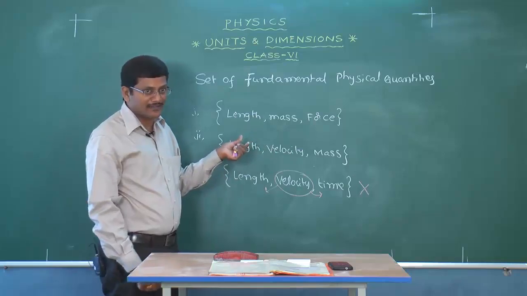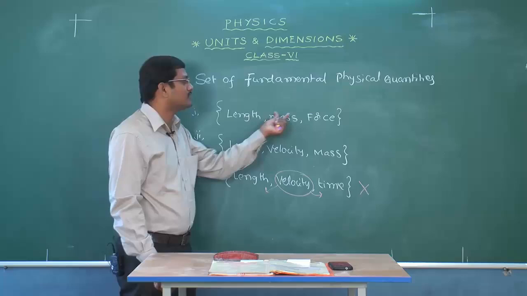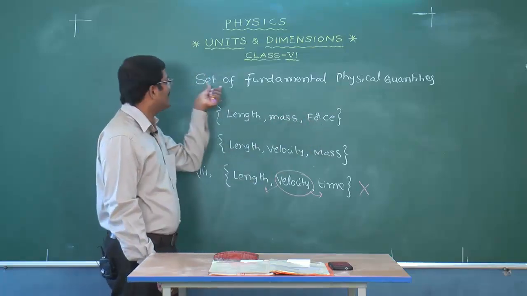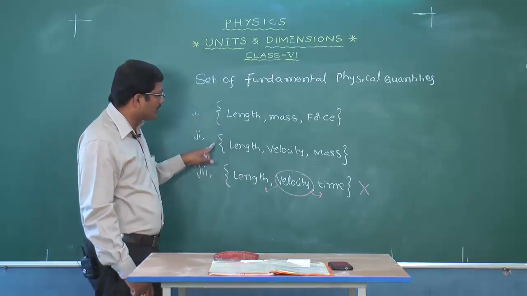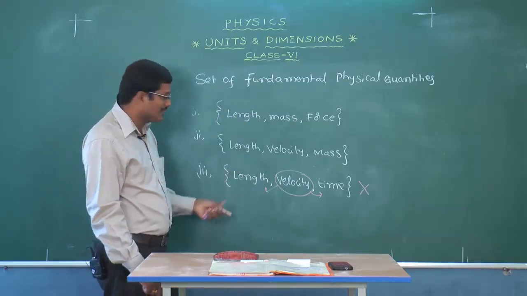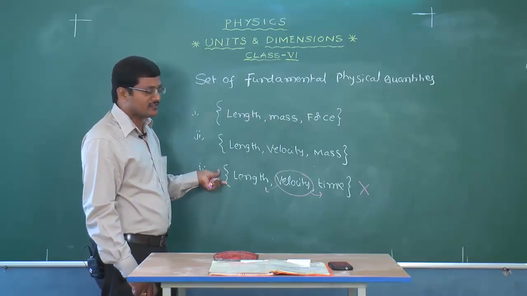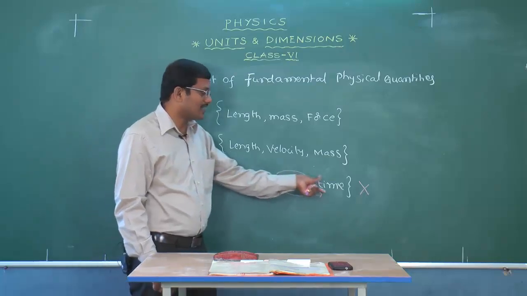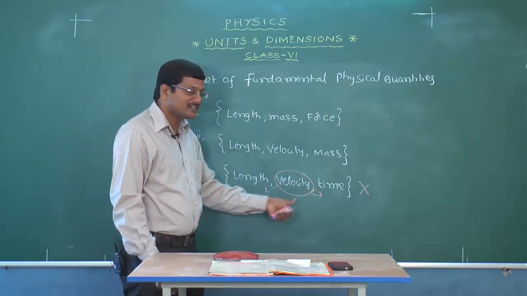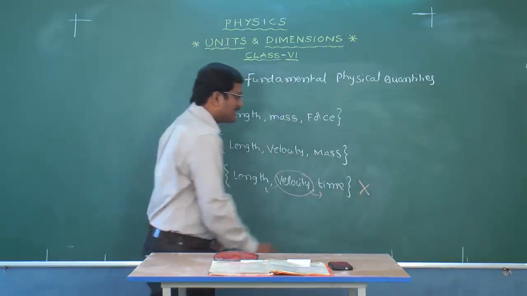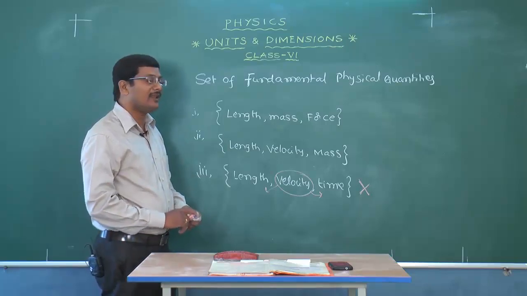Please be careful. I'll tell the definition once again. If no physical quantity is derived from the remaining physical quantities in a particular set, then the set of fundamental physical quantities exists. So here, the first two are the examples for set of fundamental physical quantities, and the third one I have given as the clear example which is not a set of fundamental physical quantities. So here length, velocity, time are given. Here velocity can be derived from length and time. That is the reason I cannot take this as a set of fundamental physical quantities. I hope you have understood this concept very well. Thank you very much.